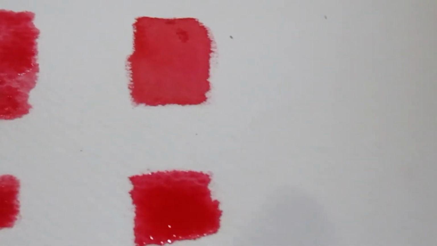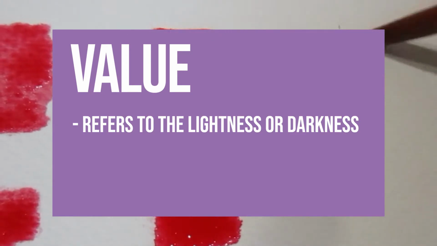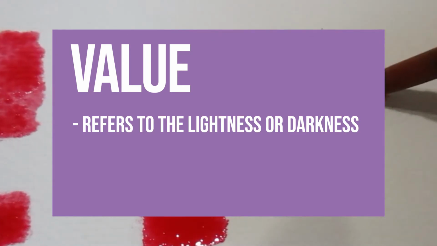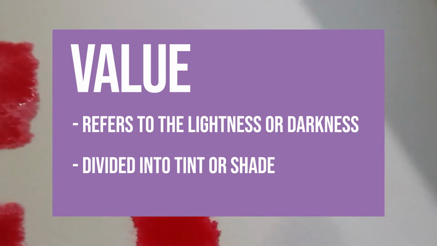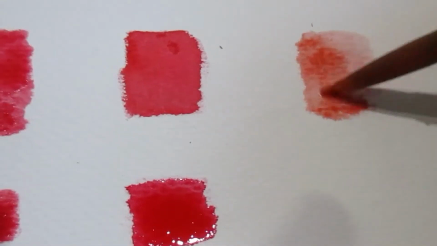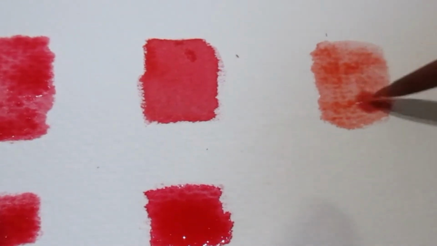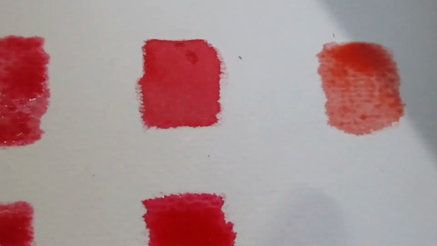The next thing that we'll be talking about is value. Value refers to the lightness and darkness of the color and has two subsets, which are tint and shade. Tint refers to the color's lightness, while shade refers to the color's darkness. If you add black, you decrease the value of a color, while if you add white, you increase the value of a color. Value deals directly with light.